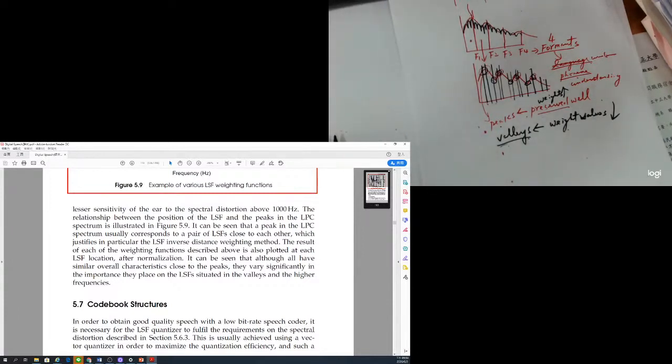First issue, we have to figure out how to calculate distortion. The basic idea is mean square error, and the other one is weighted mean square error. And also we consider how to do the weighting.